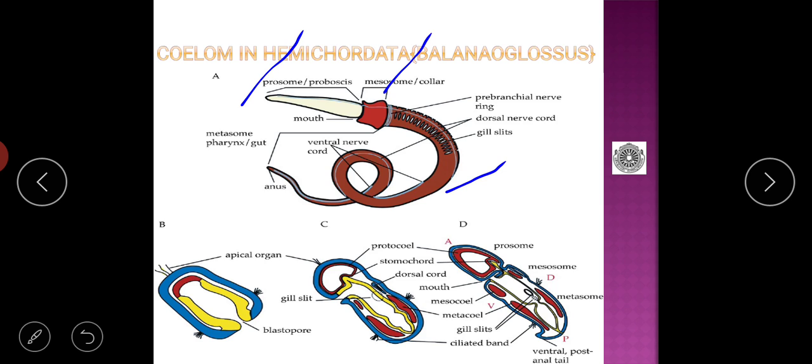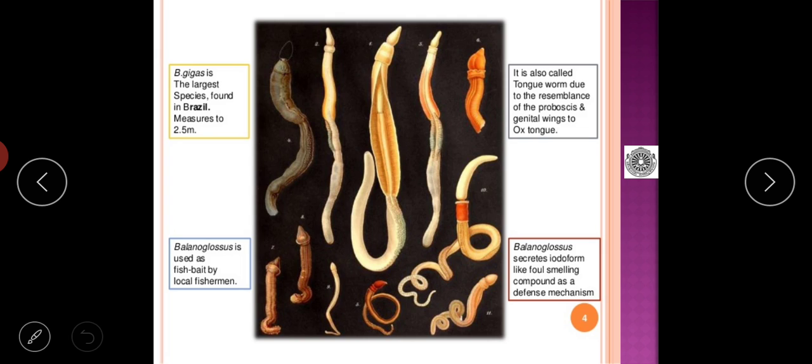And in this diagram you will be observing the protosome present in the head region, the mesosome in the collar region, and the next one will be the metasome, that is the trunk region. So the protocoel is nothing but the cavity, that is coelom, present in the proboscis region, whereas the collar has the mesocoel, and in the trunk region the body has the metacoel. So these are the three types of coelomic cavities that are present in the Balanoglossus body.